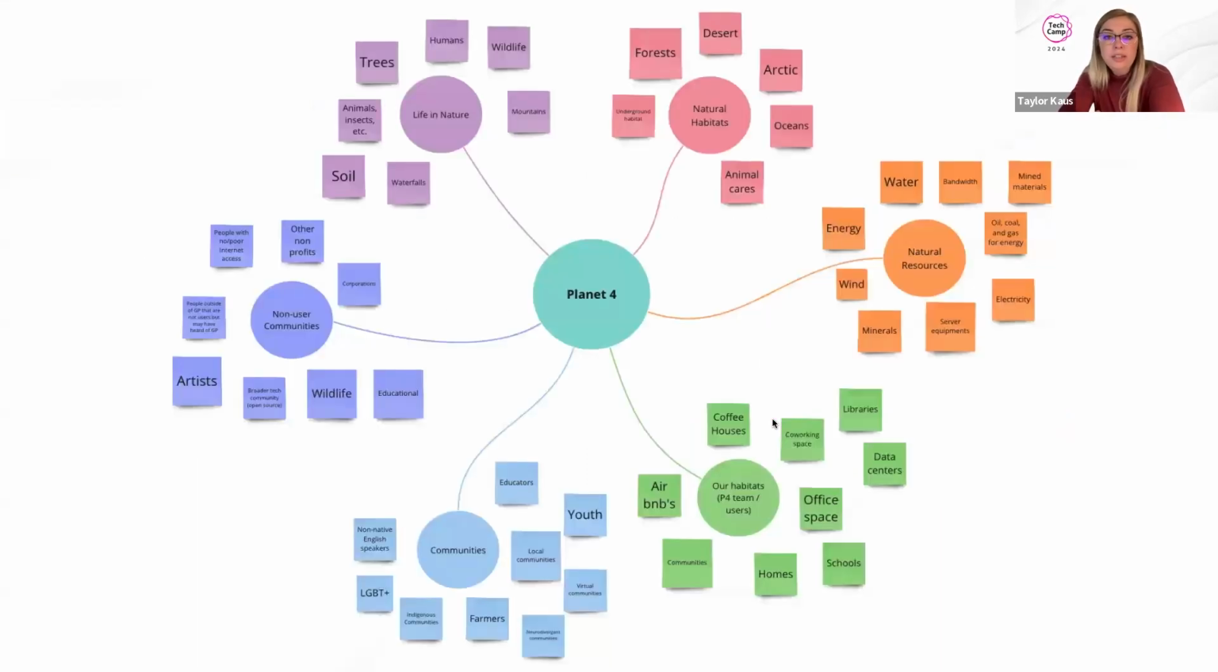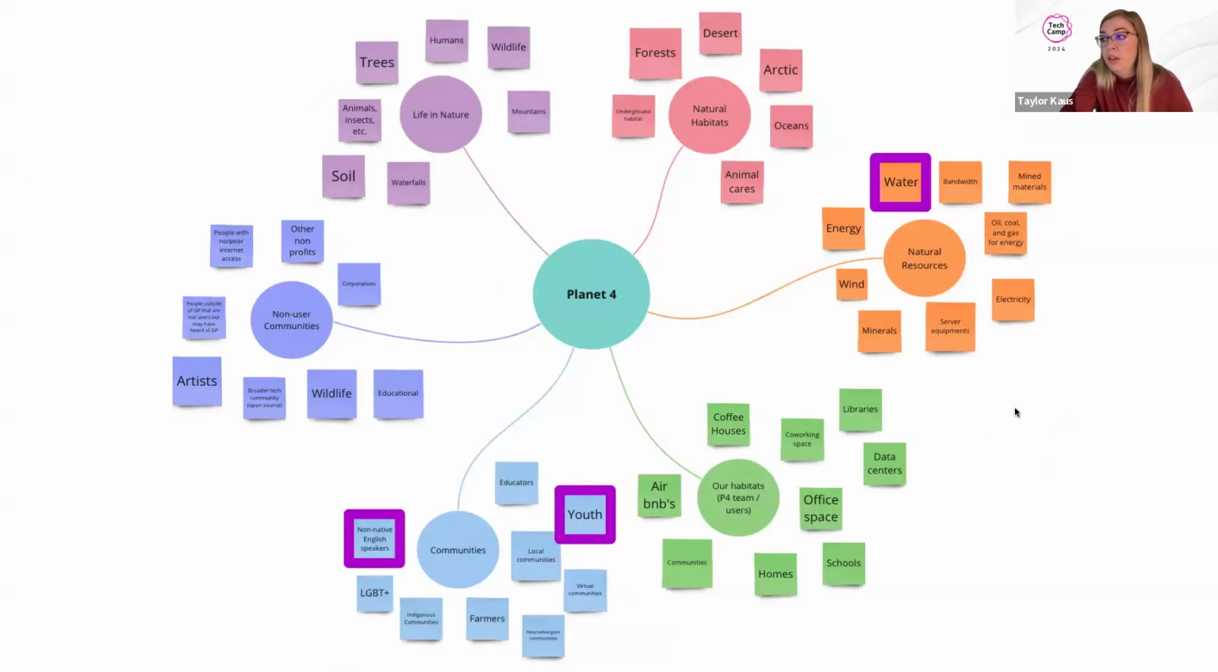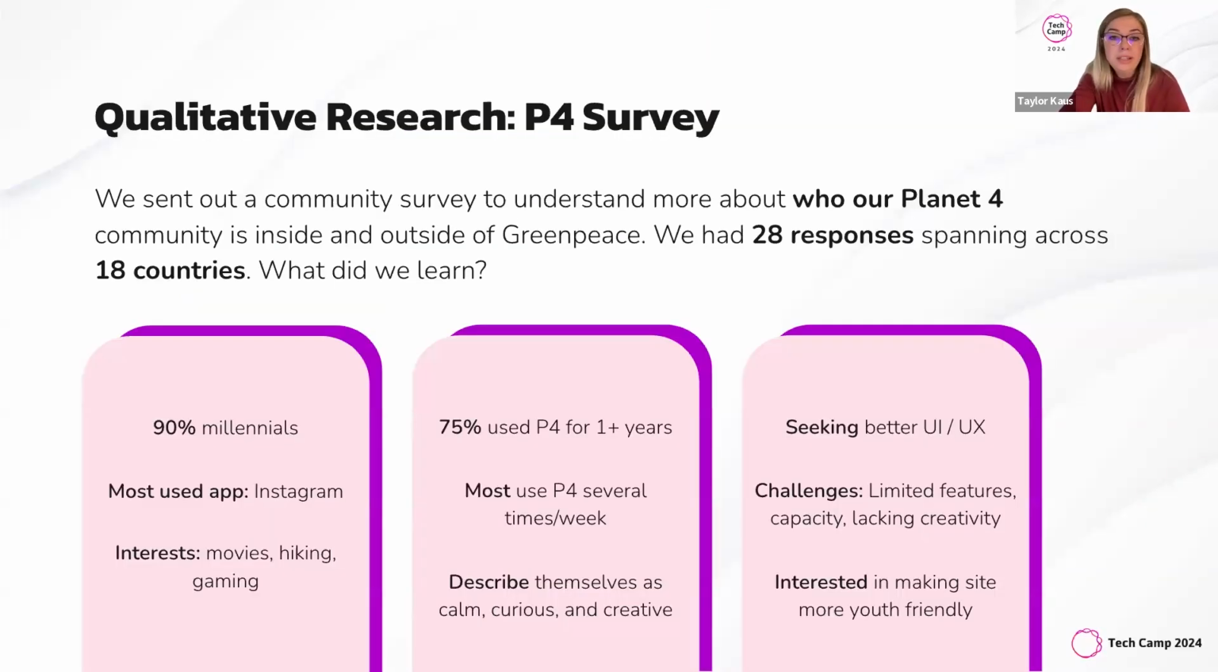Here you can see an example of the ecosystem mapping session we did, which was responding to those questions. And you'll see as we progress through this presentation that we ultimately chose to focus on water, on youth, and on non-native English speakers as part of this persona project. We sent out a community survey to understand more about who our Planet 4 community is inside and outside of Greenpeace. We had 28 responses spanning across 18 countries.